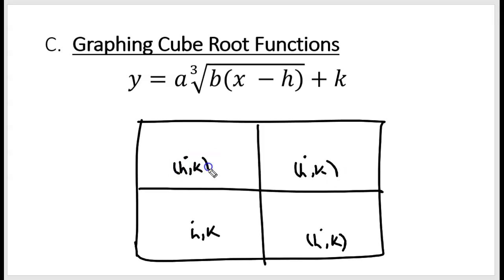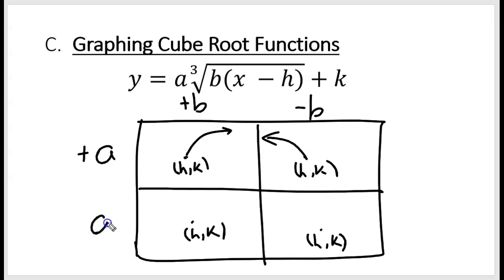However, let's go ahead and do the rest of the stuff. So we said that when a is positive and b is positive, it looks like this, right? Where it starts here and goes up and to the right. And when b was negative, it goes up and to the left. And when a is negative and b is positive, it goes down and right. And when a is negative and b is negative, it goes down and left.